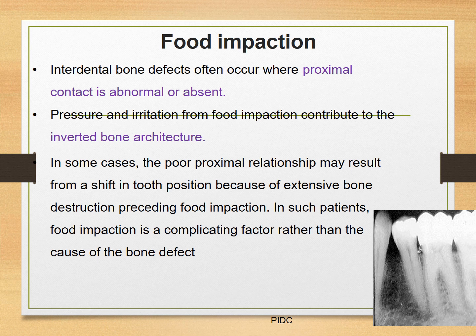The pressure and irritation from food impaction contribute to the inverted, or you can say reversed, bone architecture. In some cases, the poor proximal relationship may result from a shift in tooth position, or migration of the tooth, which creates the space for food impaction. Because of the extensive bone destruction preceding food impaction, in such patients food impaction is a complicating factor rather than the cause of the bone defect.